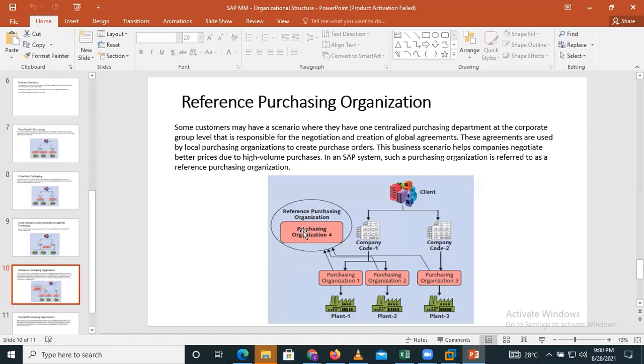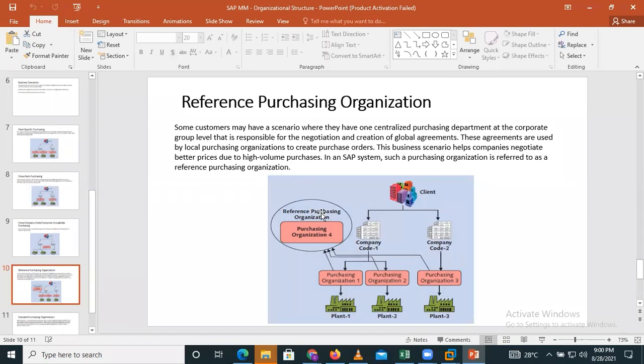So these purchasing organizations will negotiate from a central point of view. Whatever terms and conditions are created by this reference purchasing organization will be used by the local purchasing organizations to purchase the material. So they will get the discount. Sorry, not the tax benefit, they will get the discount. Got it? What is a reference purchasing organization?